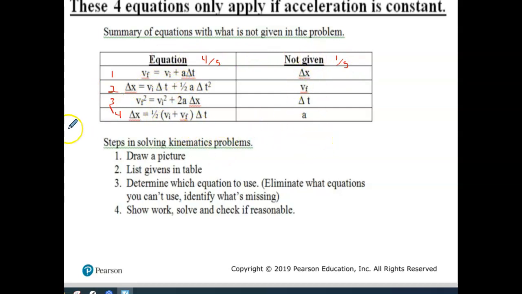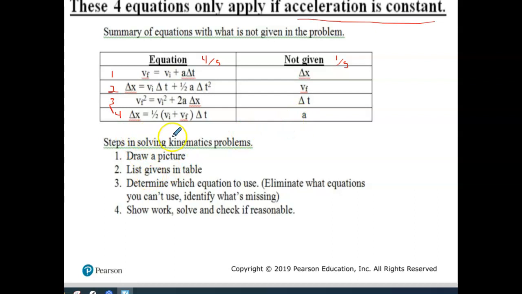So the steps in solving the problems are pretty basic. One other thing, these equations only work if the acceleration is constant. That is key. So we can study a constantly accelerated motion. If we didn't have a constantly accelerated motion, which is definitely possible in real life, then you would have to use calculus. So our physics class is not including that.